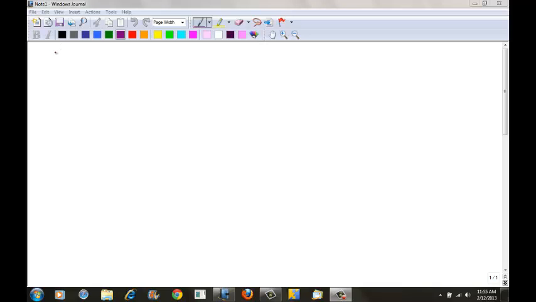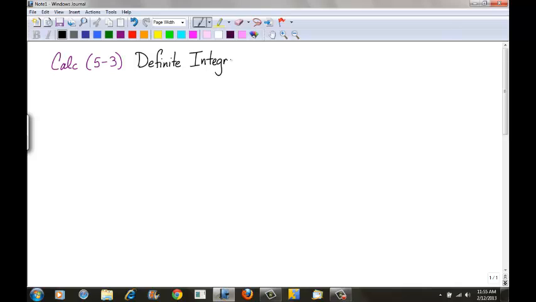Okay, this is on section 5.3 on the definite integral. We've already talked about this a little bit. It's definite if it's got an a and a b value, because we'll do both definite and indefinite. Right now we're doing the definite integrals. So this is definite integrals and antiderivatives.